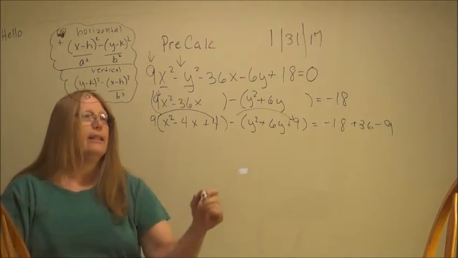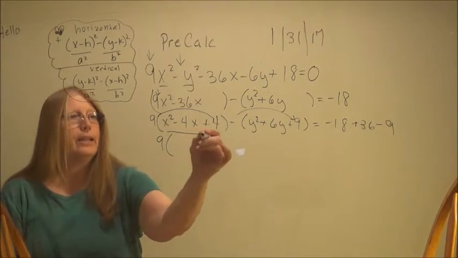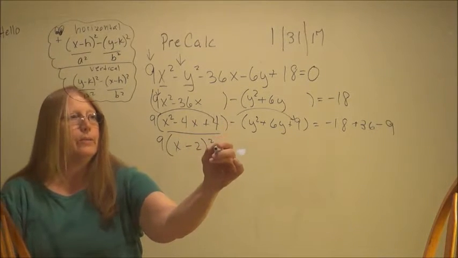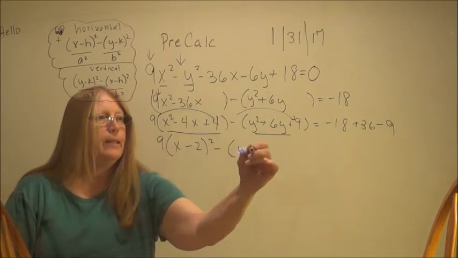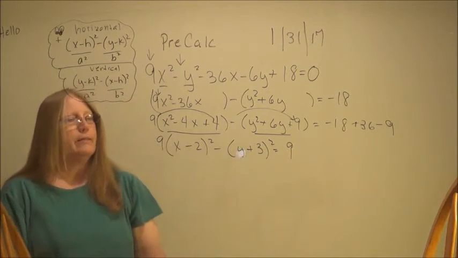Alright, I got 9. So let's go across. I've got a 9. And what's the perfect square that's been created? X minus 2, quantity squared. What's the perfect square created here? Y plus 3, quantity squared. And we end up with a 9.